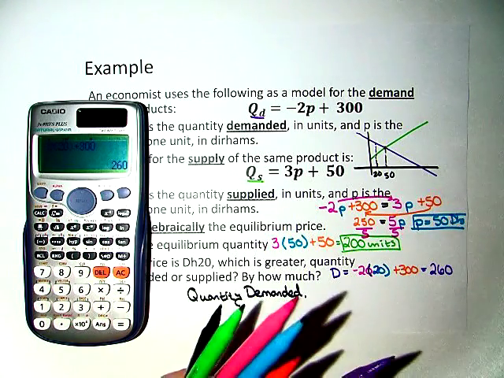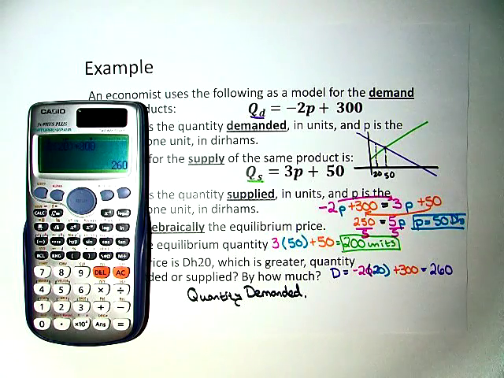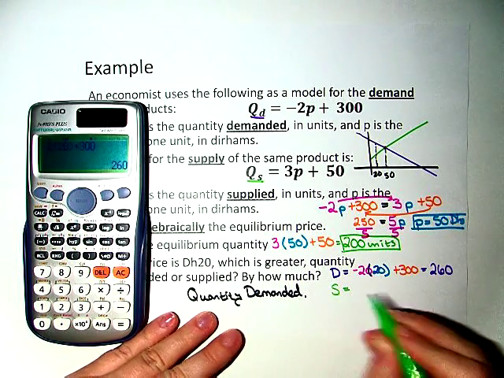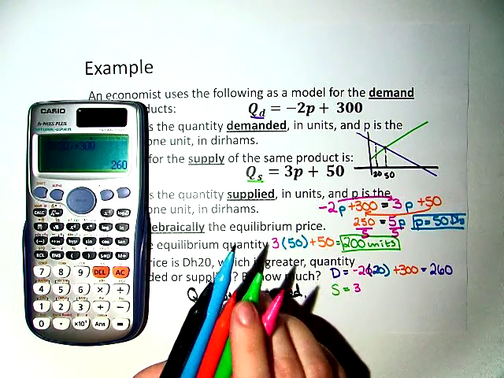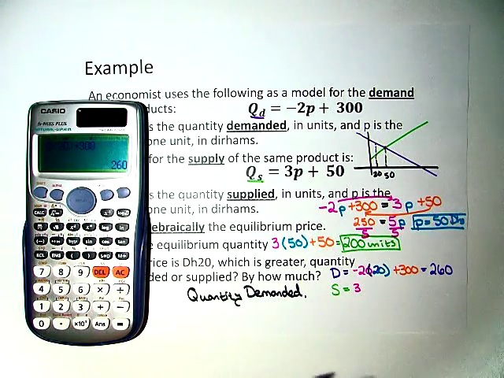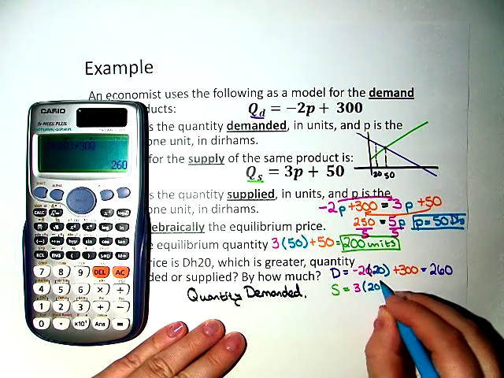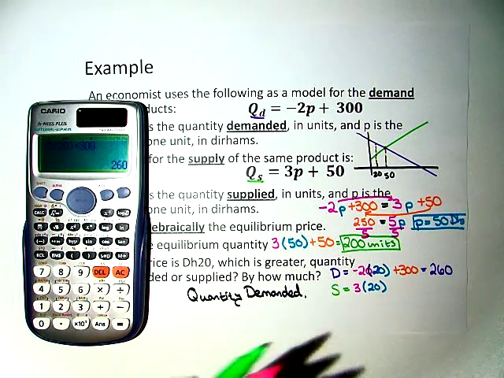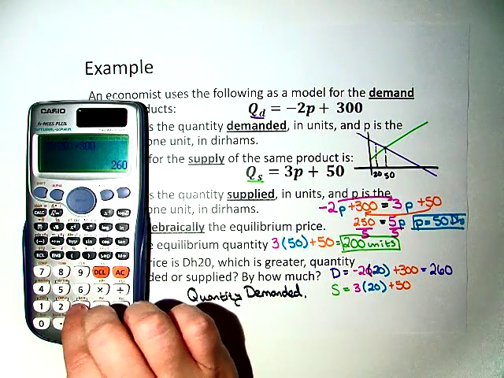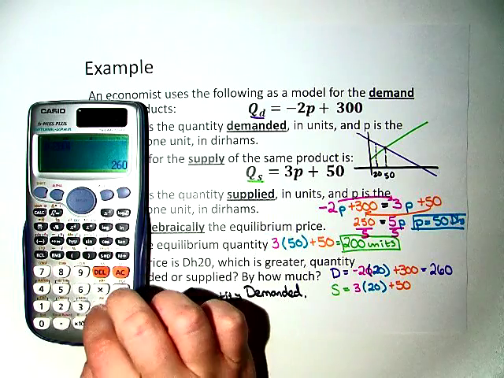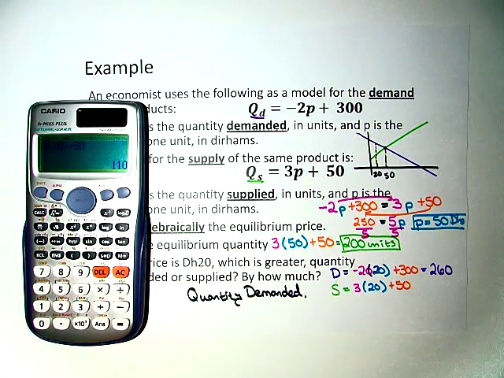Okay, well, now we're going to do the same thing with supplied. So QS equals 3 times 20 plus 50. Okay, 3 times 20 plus 50 is 110.